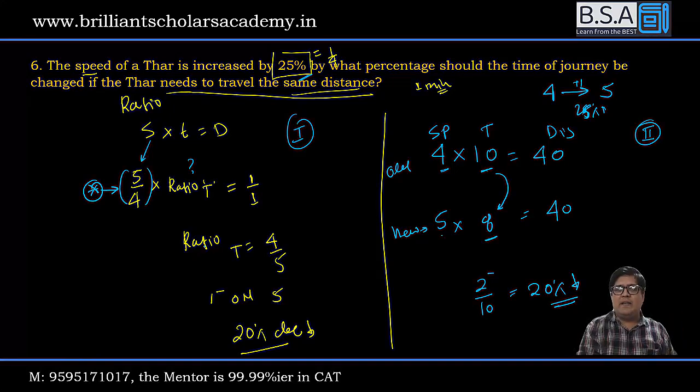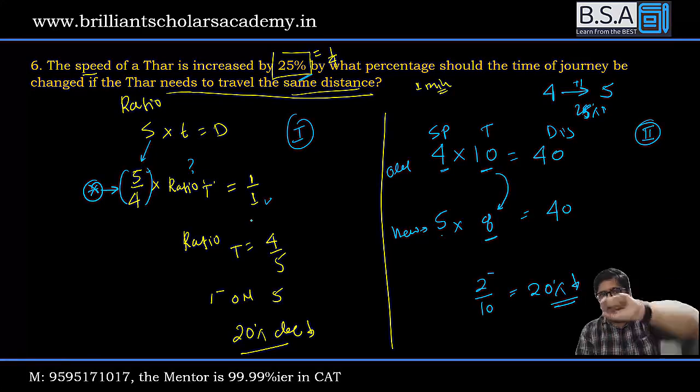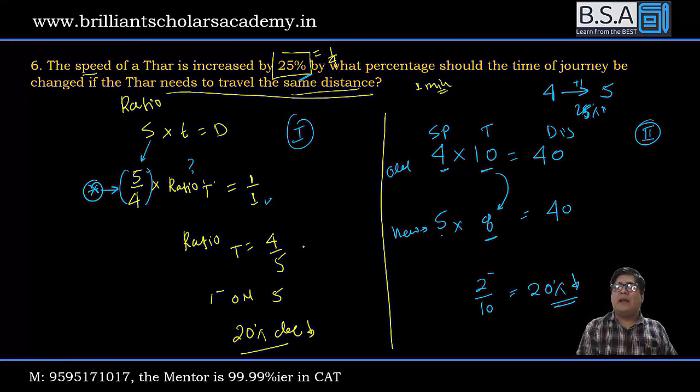So that gives me this value, cross multiplied. This 5 comes in the denominator, you cross multiply. So 5 by 4 becomes 4 by 5. Now that is the ratio of time, the multiplying factor for time. So I see the numerator is less. How much less? 1 less on 5. And 1 on 5 is 20%. Because it is less, it is a 20% decline.